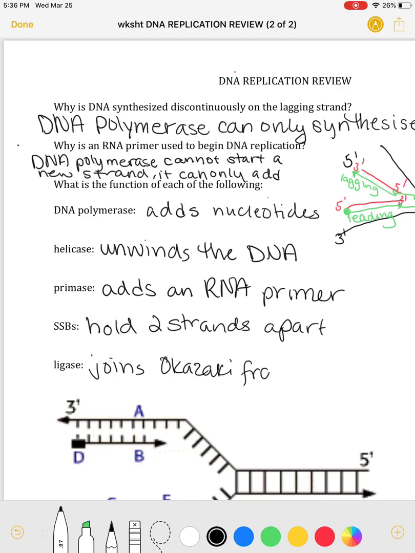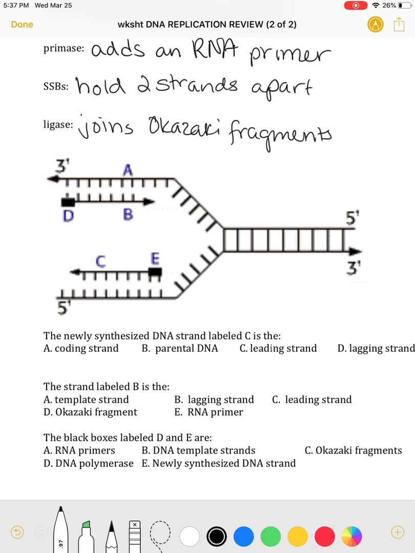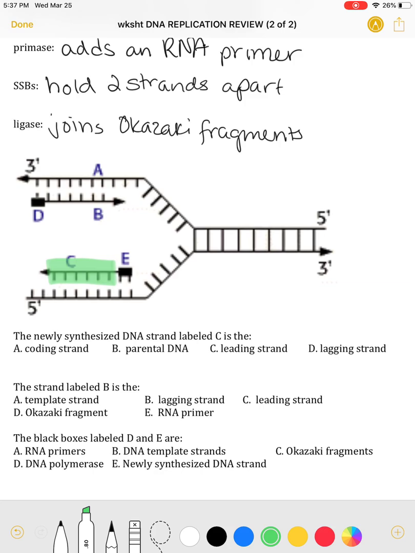Okay, so let's look at these questions down below. The newly synthesized DNA strand labeled as C, this strand here, is which strand? The leading, the lagging, the coding, or the parental? Well, we know it's not the parental strand, because my parental strand is this. This is my original strand. So it's not that. The question is, is it leading or lagging? Well, it is starting at the fork and moving out away. So once we have to do another section, it's going to have to start over again and keep going in. So this is the lagging strand.